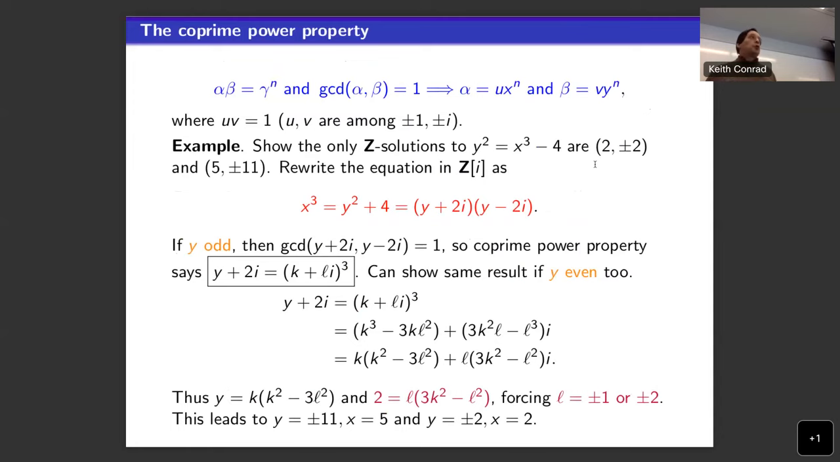So by using the coprime power property for cubes in Z bracket i, we found all the integer solutions to a certain polynomial equation just in Z. All right, so this is illustrating that using unique factorization and its consequences beyond the integers can help us to solve problems just about the integers themselves.